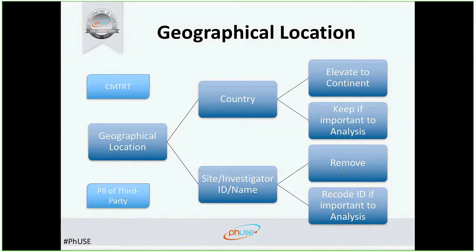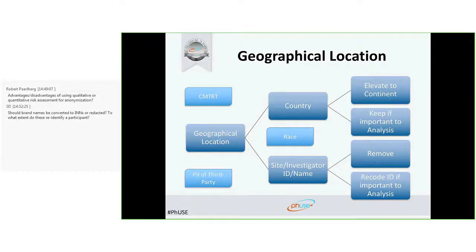The interesting thing with geographical location is that other variables that seem unrelated could give away geographical location. For example, in the concomitant medication domain, the drug name can be different across countries. Companies, sponsors market drugs differently, sometimes across countries. So you may have elevated country to continent, but it may be possible, if you haven't managed this variable, to find out what the country is.